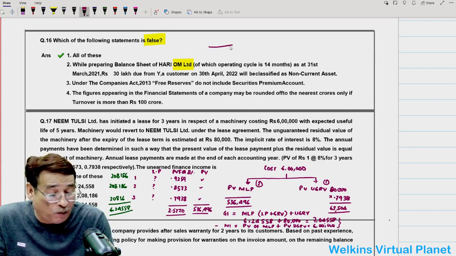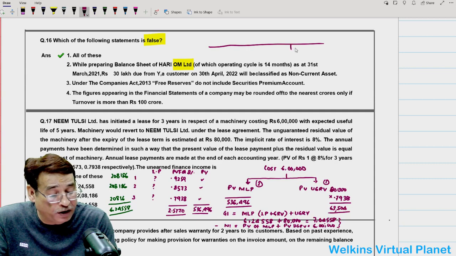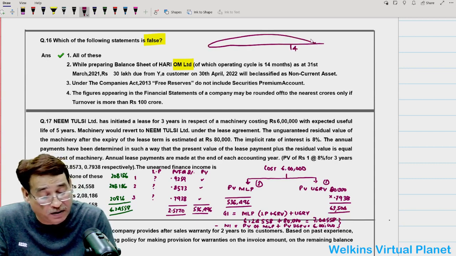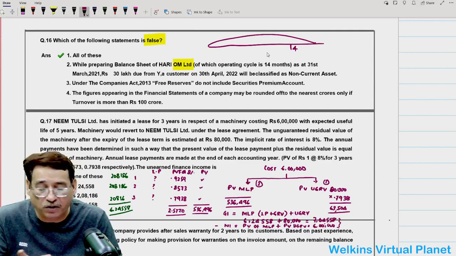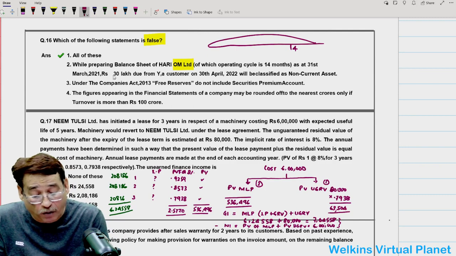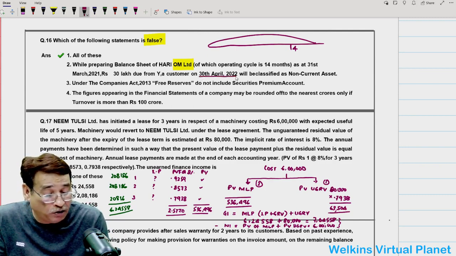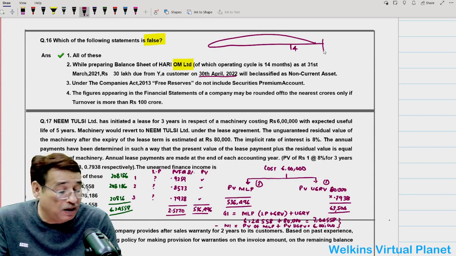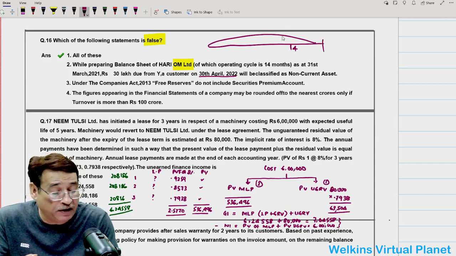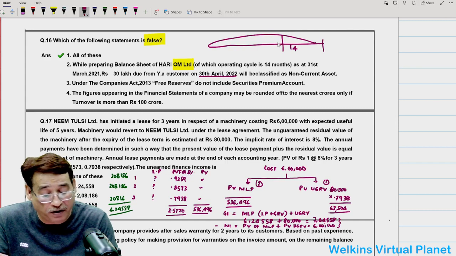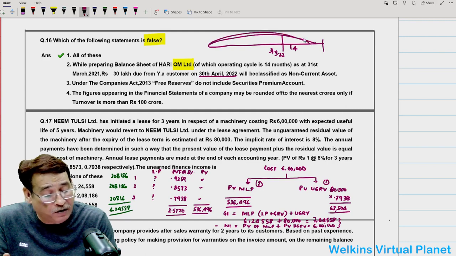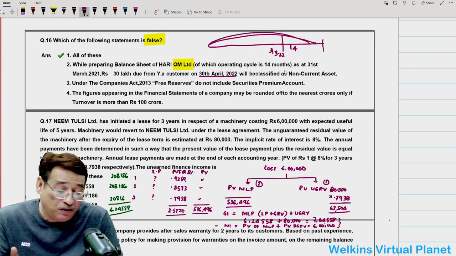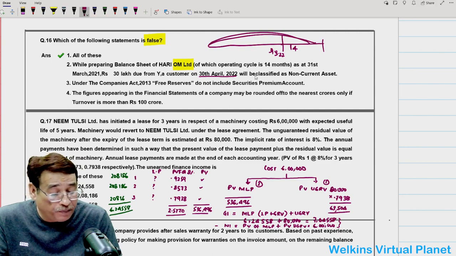The operating cycle of this particular entity is 14 months. If your operating cycle is 14 months, in that case the operating cycle of 14 months will be used to classify the items into current and non-current. That is the point. Rupees 30 lakhs due from a customer on 30th of April 2022. Now, this amount is due on 30th of April. See here, your accounting year will end, let us say, on 31st of March 2022. But your operating cycle is of 14 months. So within the operating cycle, this amount is due. So the question is saying that it will be classified as a non-current asset.